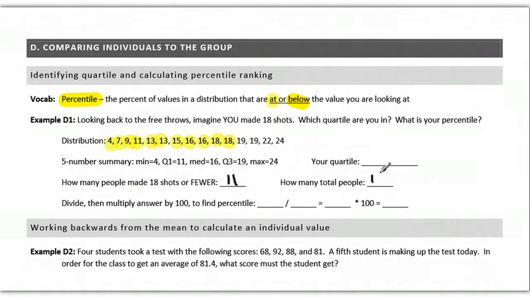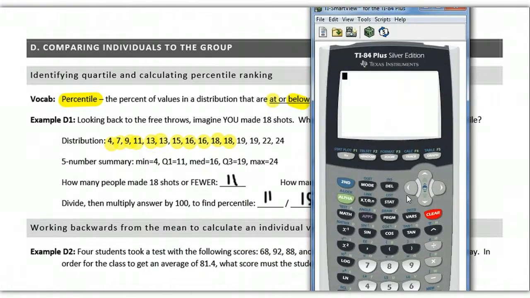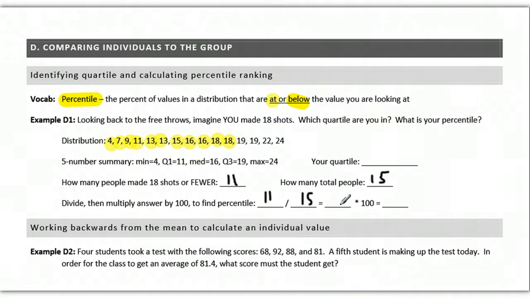And there's a total of 15, because if you have the 11 that are at or below and then these 1, 2, 3 more that are above, totals up to 15. So we're going to divide, and then we're going to multiply our answer by 100. So we're going to take 11 divided by 15, that's going to give us a decimal. And 11 divided by 15, let's bring up our calculator. It's going to give us 0.73. Multiply that by 100 and you've got yourself 73, and we're going to call it percent. 73%.